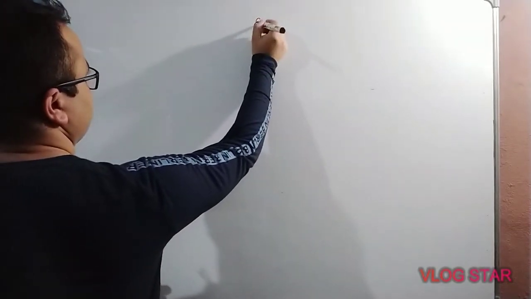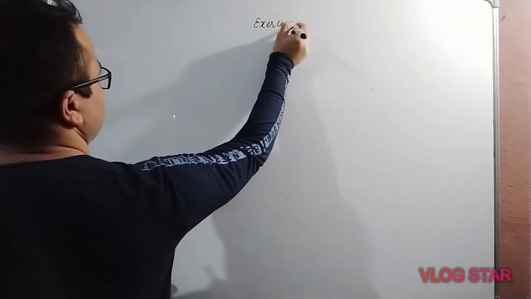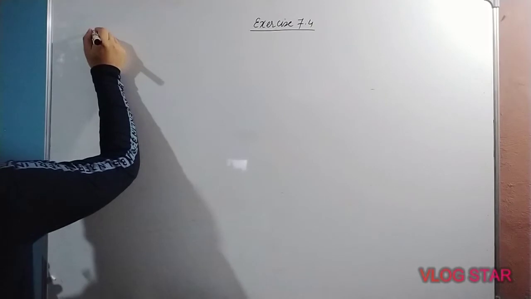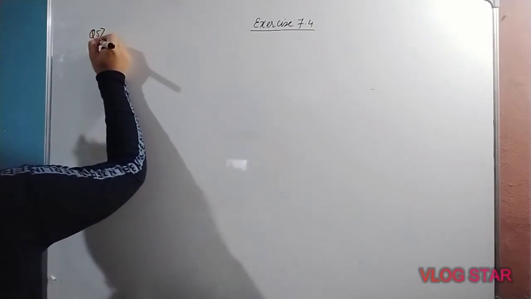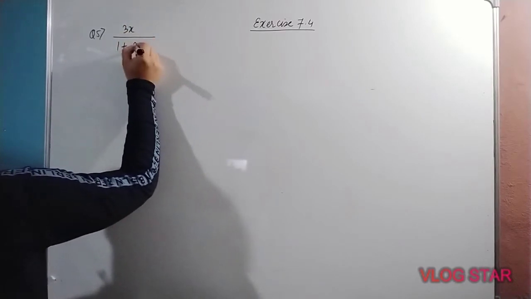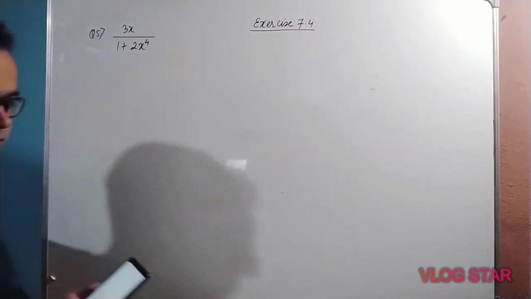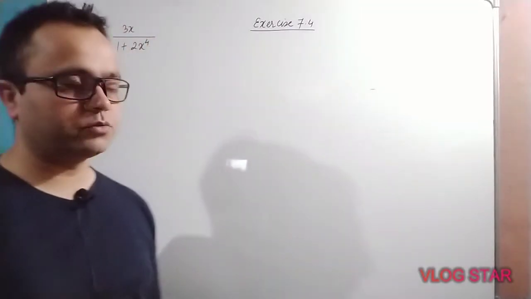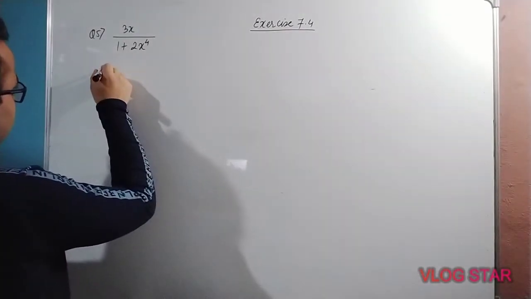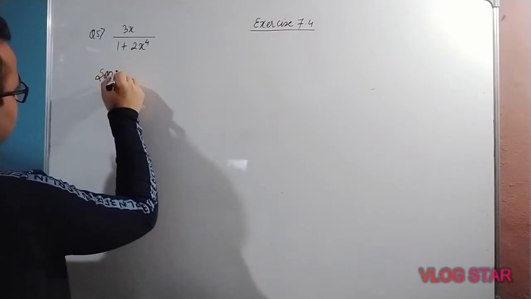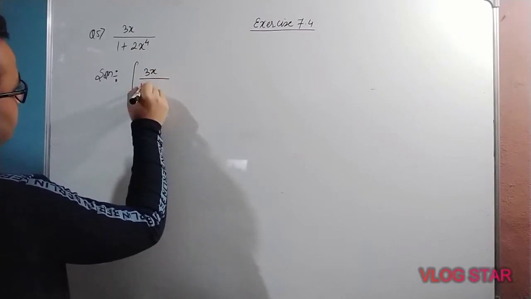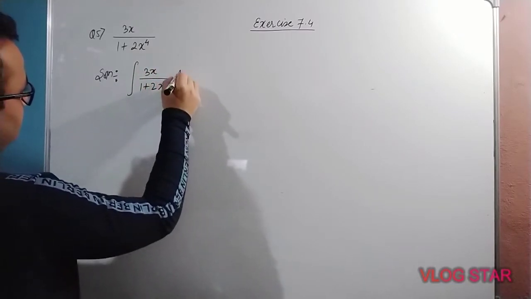Exercise 7.4, question number 5: integral of 3x by 1 plus 2x to the power 4. This is the question. First we have to make it into a particular or standard form. So first we will write in the solution: integration of 3x by 1 plus 2x to the power 4 dx.